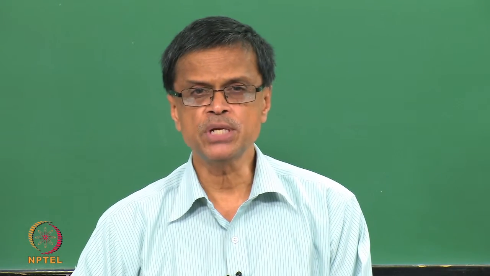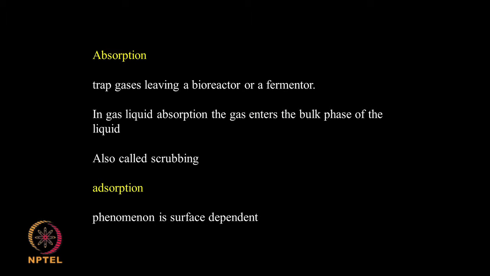Okay. Absorption is an important technique, especially to trap the gases leaving a bioreactor or a fermenter. There could be carbon monoxide, carbon dioxide, methane and many other toxic gases that could be produced during fermentation. You do not want them to just be vented into the atmosphere. So, generally the gases are bubbled through an absorbing liquid. This liquid could be alkali, water, ammoniacal solution and so on. So, the gas enters the bulk phase of the liquid and is trapped, okay, that is called absorption.